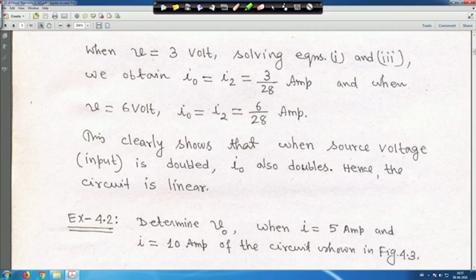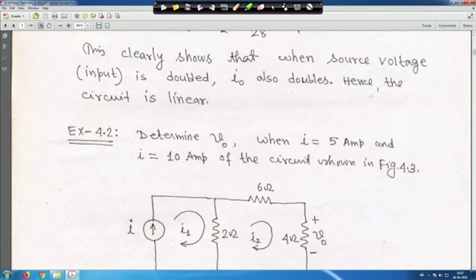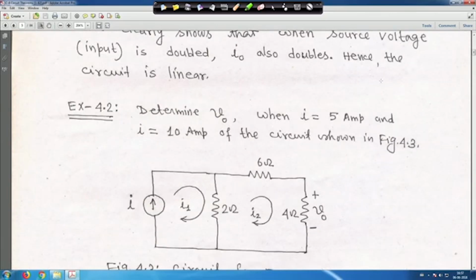So when it is 3 volt, it is 3 by 28, and when it is 6 volt, the voltage is double and the current is also double, 6 by 28 ampere. This clearly shows that when the source voltage is doubled, I0 also doubles, and the circuit is a linear circuit. Similarly, take another one: determine V0 when I is equal to 5 ampere and I is equal to 10 ampere.